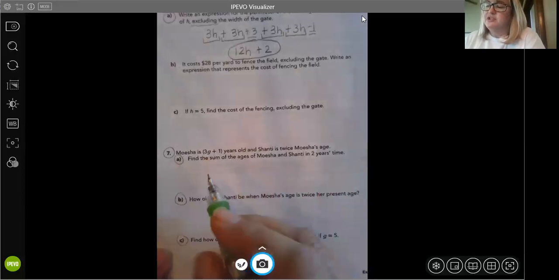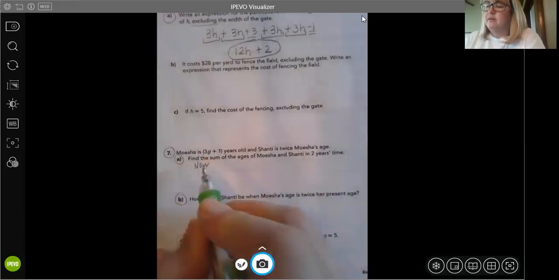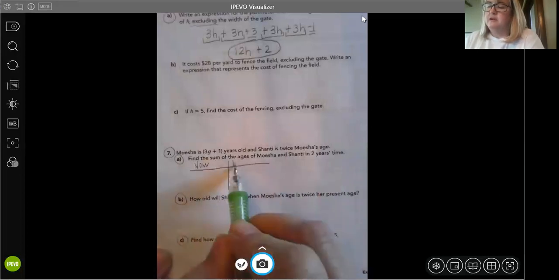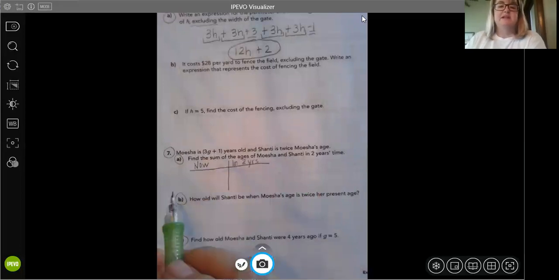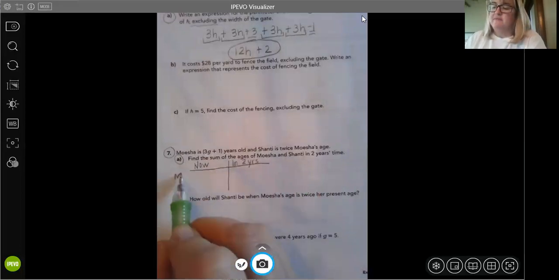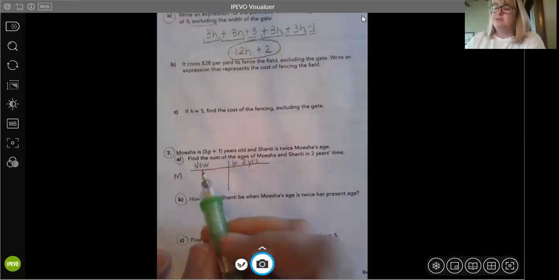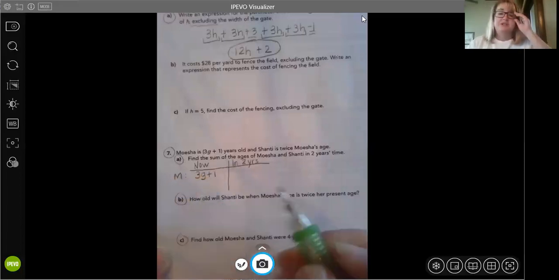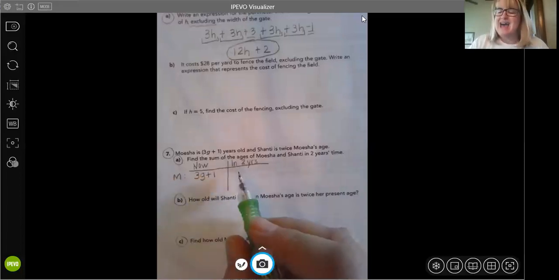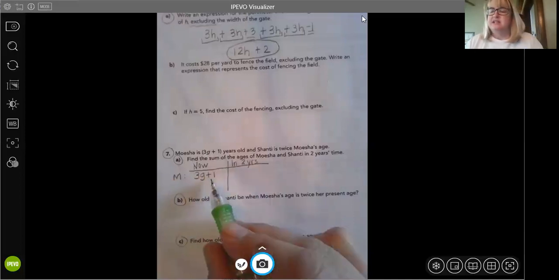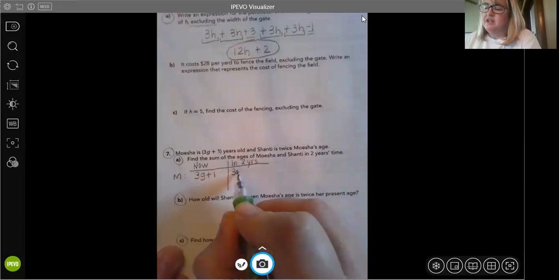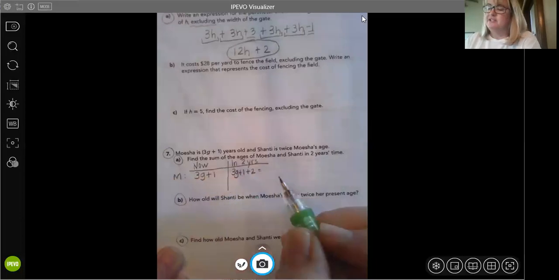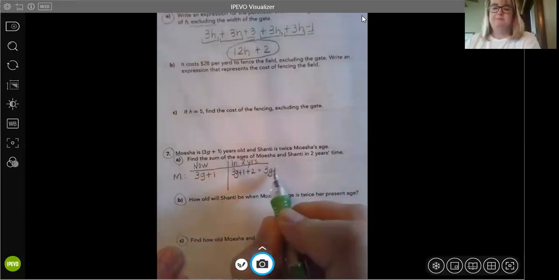So I'm going to make a little chart, and I'm going to put now and in 2 years. Okay, so let's look at Moesha. I'm going to just put an M for Moesha. Moesha is 3G plus 1. So right now she is 3G plus 1. Well, in 2 years' time, we got to add 2 years to this. So we take her age now, 3G plus 1, but we've got to add 2 years to it. So that simplifies to 3G plus 3.